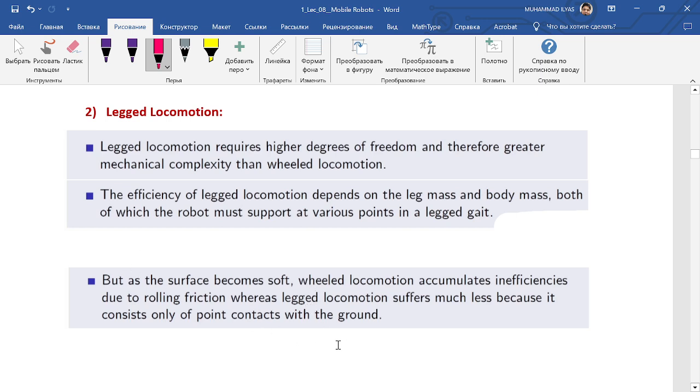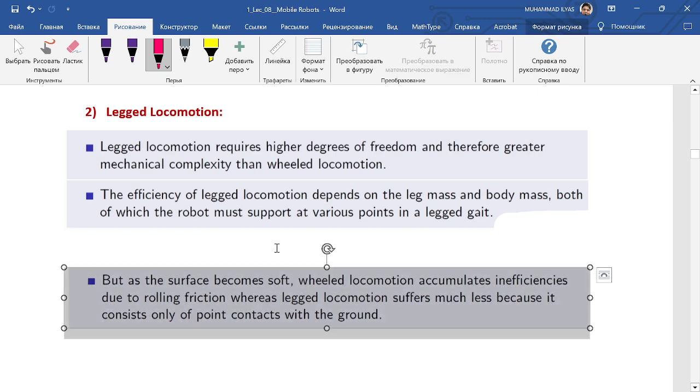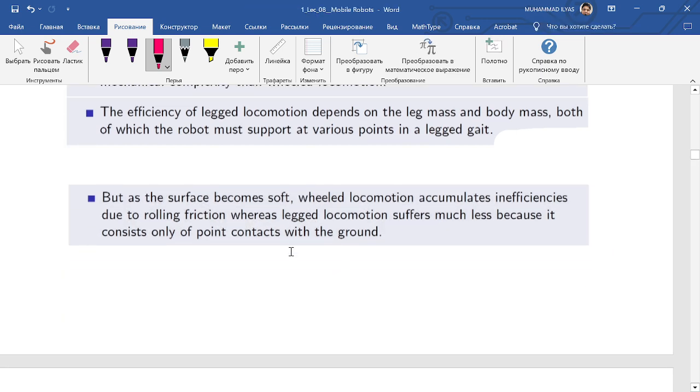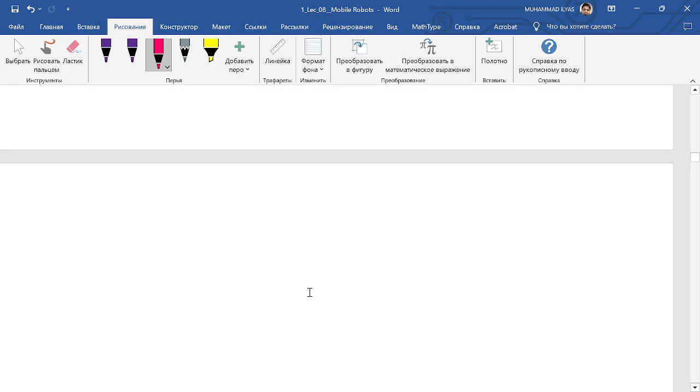As the surface becomes softer, wheel locomotion accumulates inefficiencies due to rolling friction, but legged motion suffers much less because it consists of only one point of contact. We already talked about that. Depending on the type of surface we are designing our robots to work on, we can choose wheeled locomotion or legged locomotion.